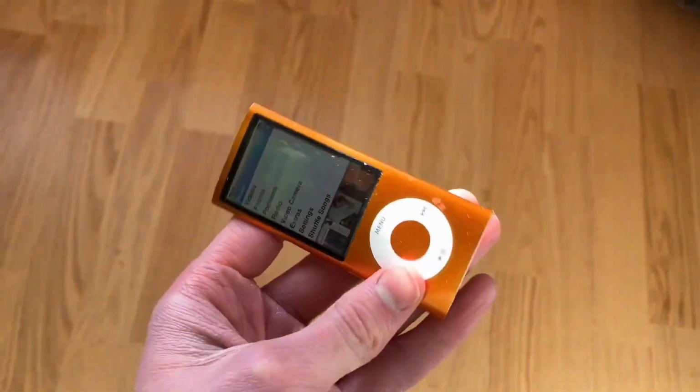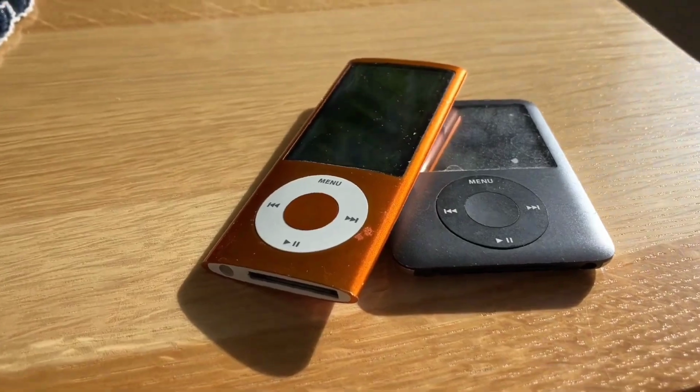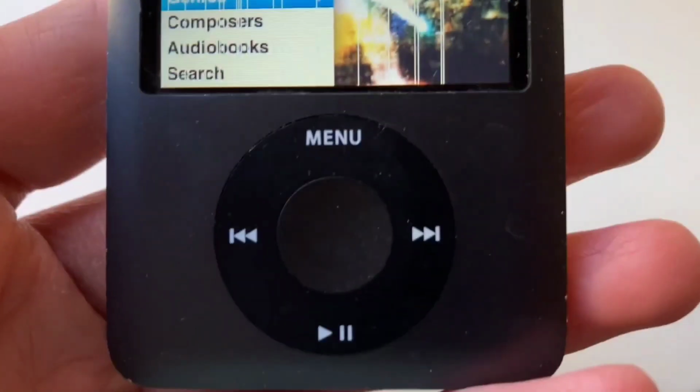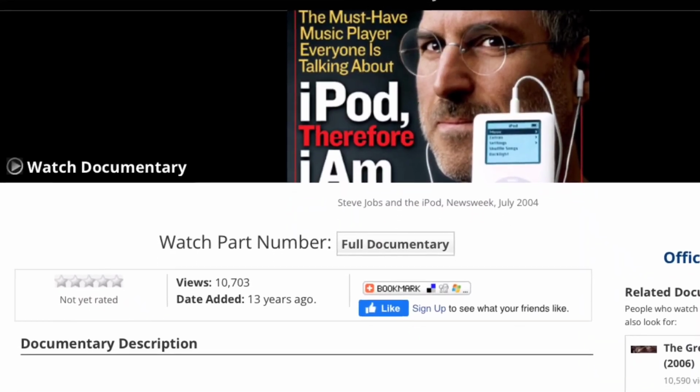You probably already know what the iPod is, but in case you don't, I'll explain it real quick. The iPod was the world's first MP3 music player. It wasn't. It was created by Apple in 2001, and basically it was a hard drive with a screen and a click wheel on the outside, and a headphone jack so that you could listen to the music. The iPod was considered revolutionary. Let's get into the video.